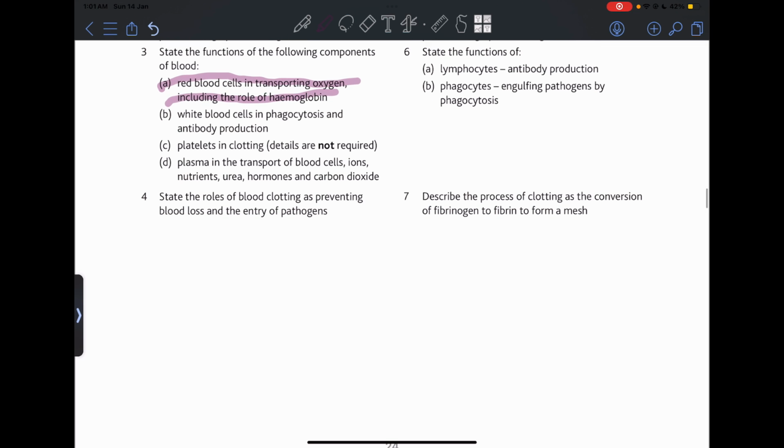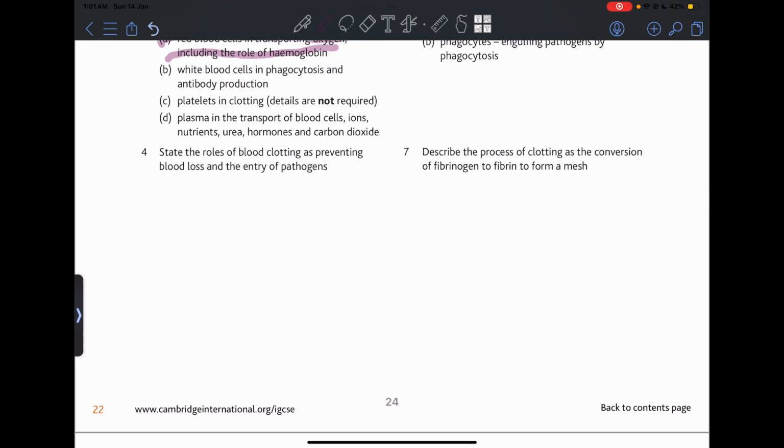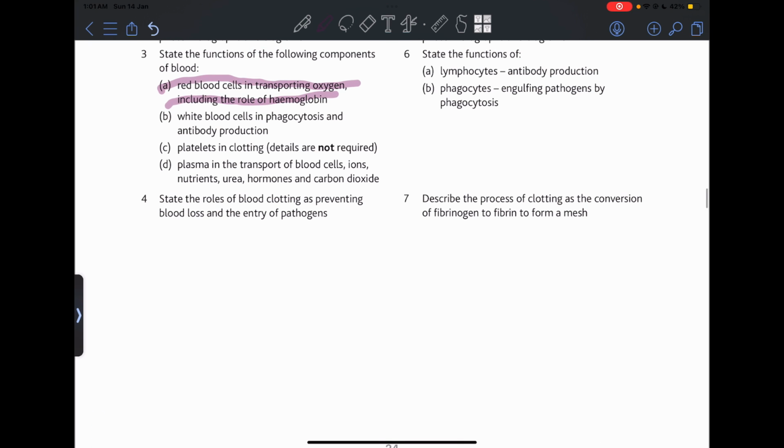White blood cells in phagocytosis and antibody production. Platelets in clotting. Details are not required for this one. Plasma in the transport of blood cells, ions, nutrients, urea, hormones, and carbon dioxide. So for platelets, you only have to state that they are used in clotting.